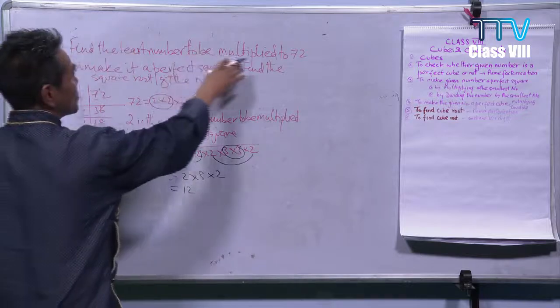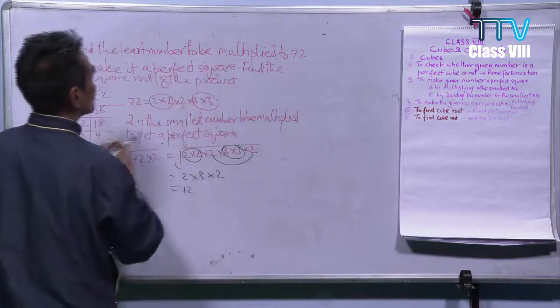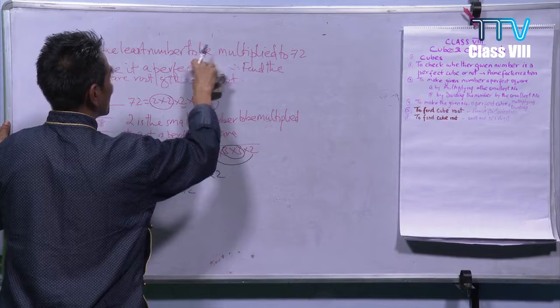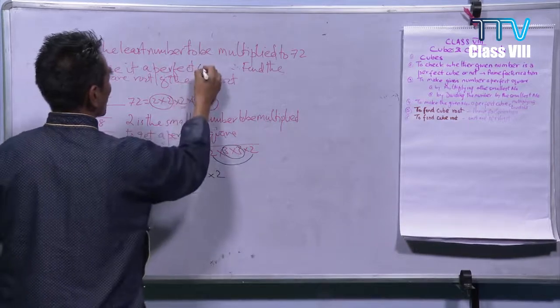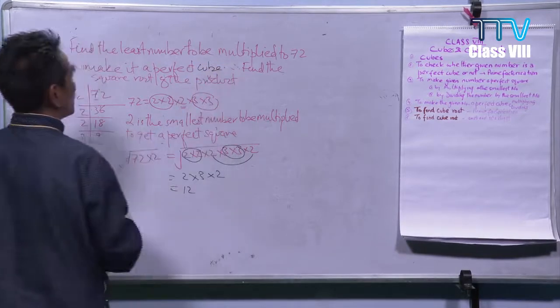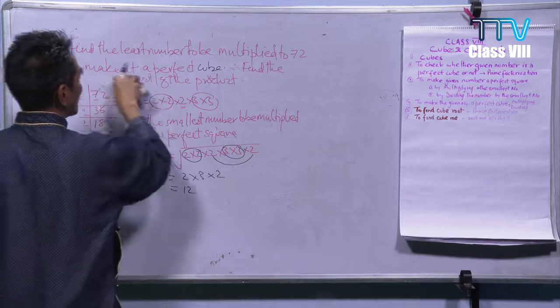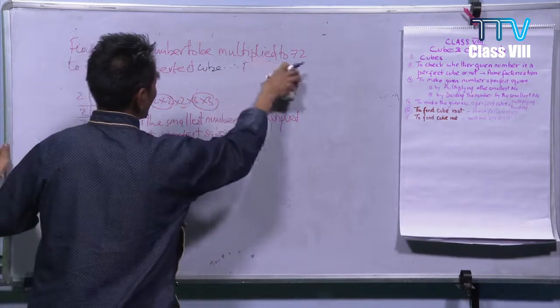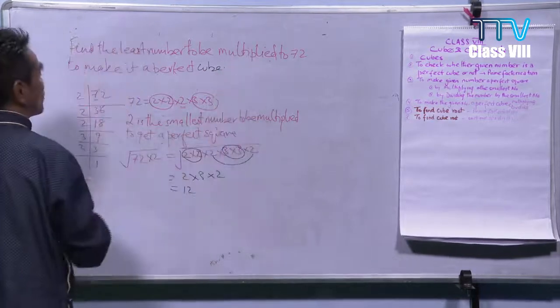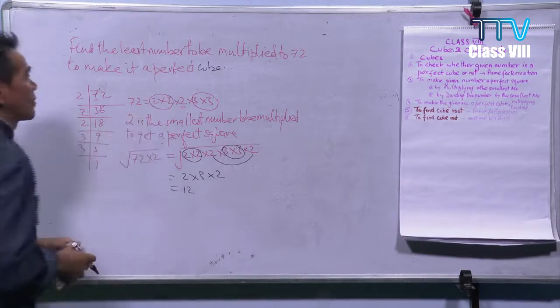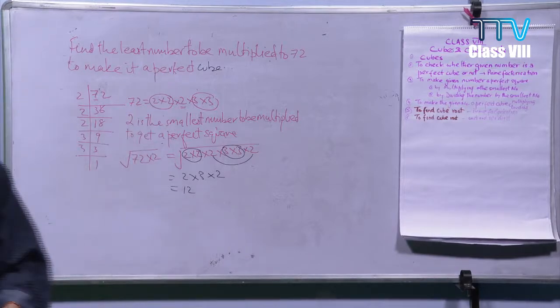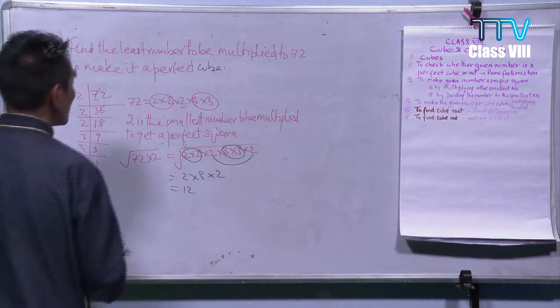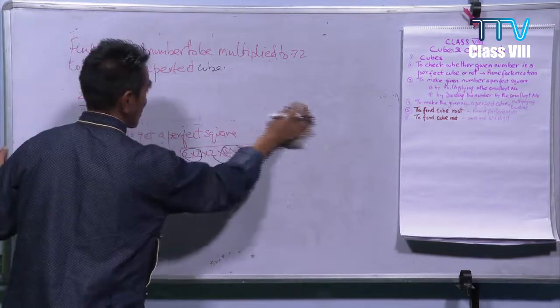Find the least number to be multiplied to 72 to make it a perfect cube. Find the cube root of this, and then the division, to make it a perfect cube. Perfect cubes.